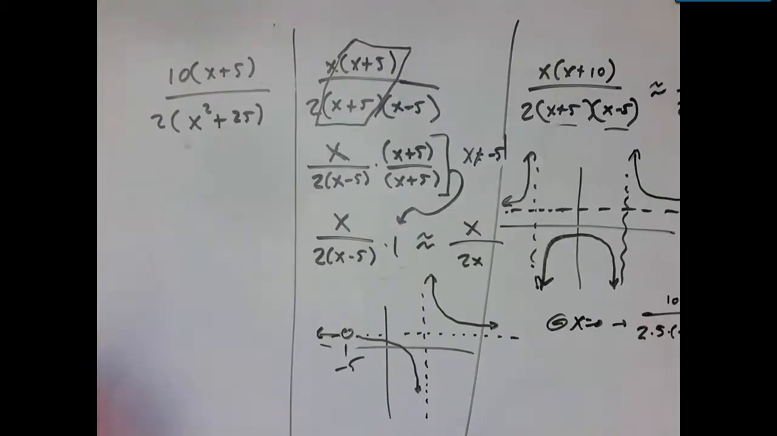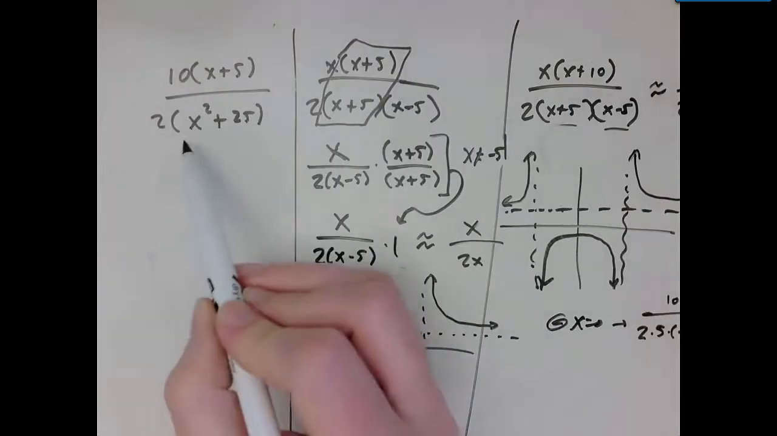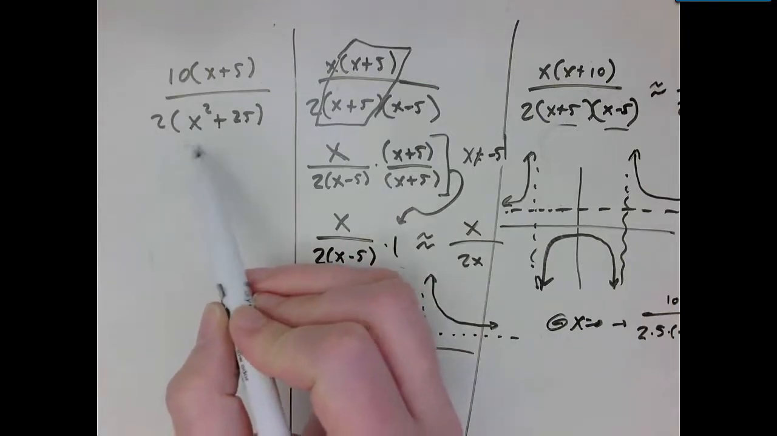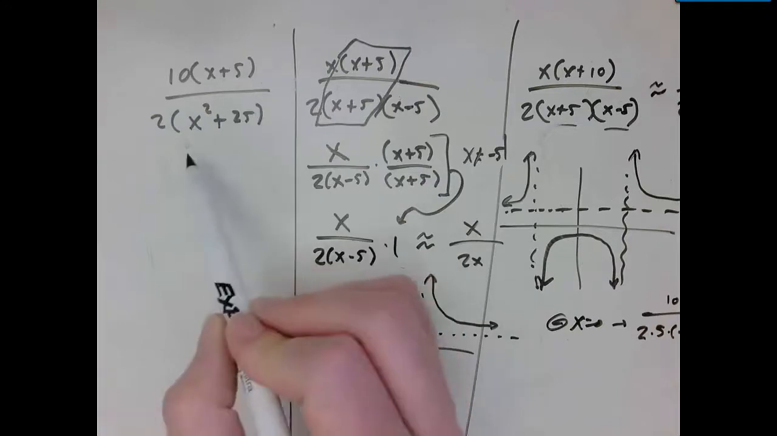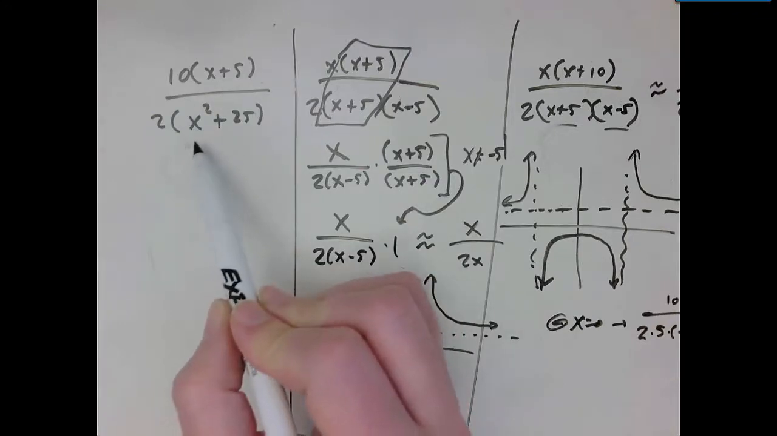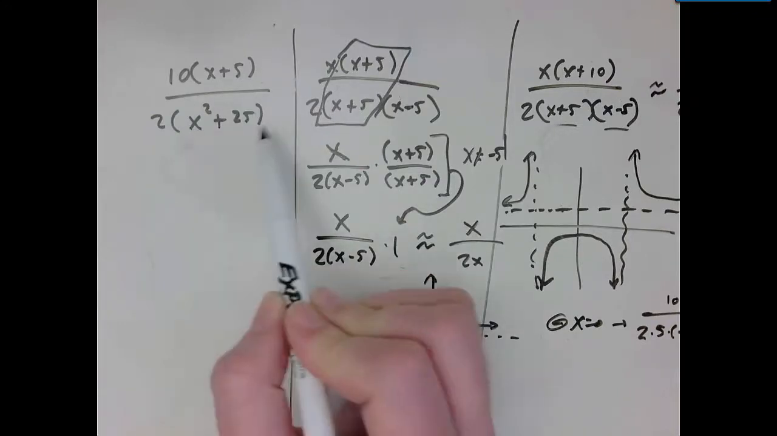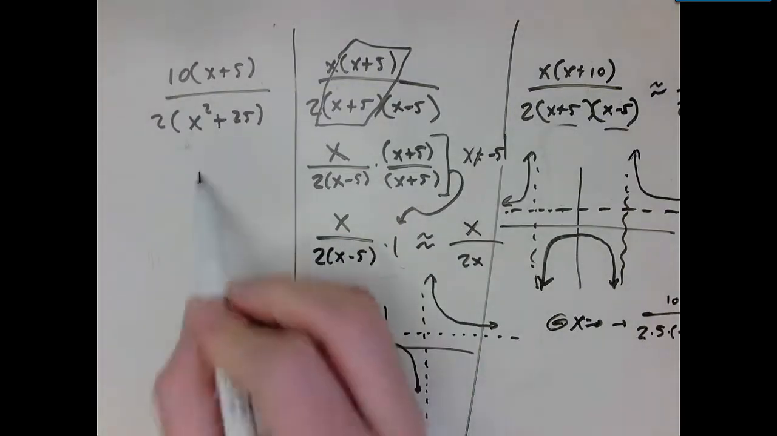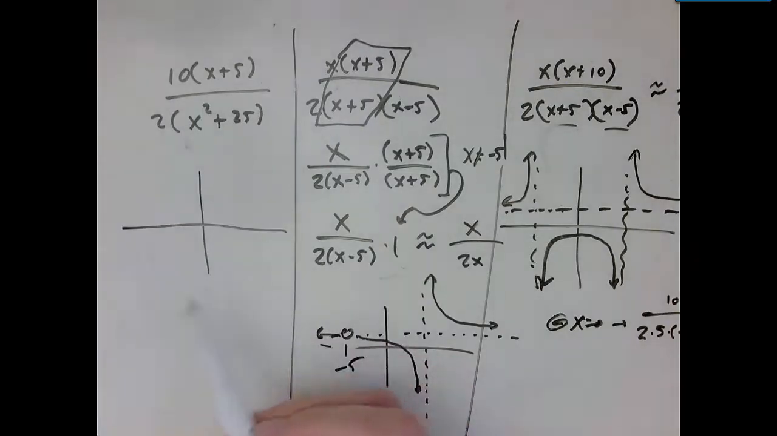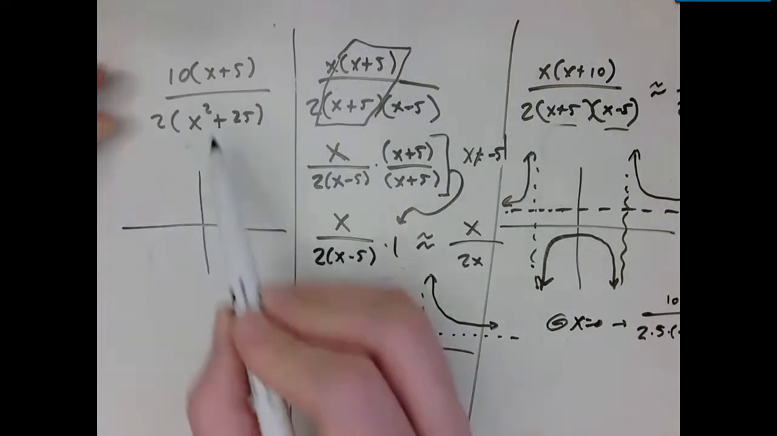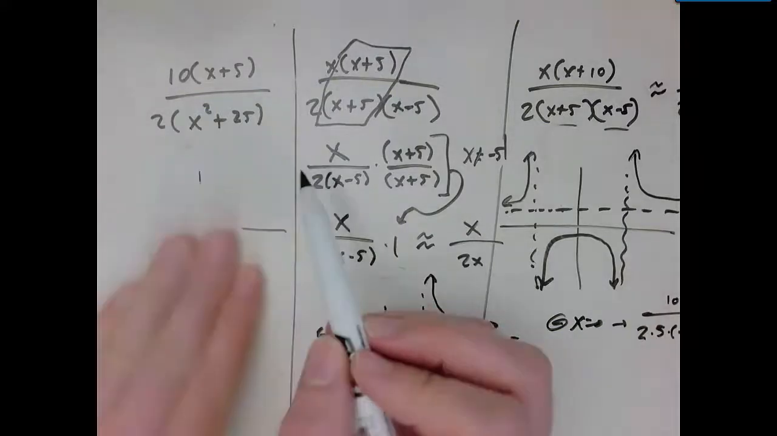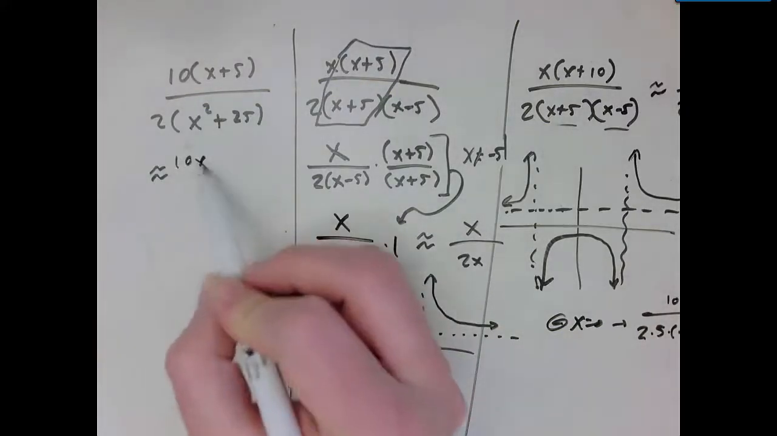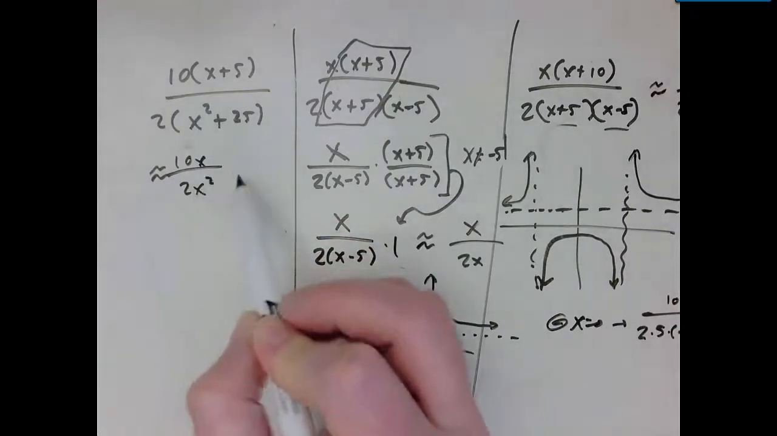All right, so what about this one? In this one, as I said, the denominator doesn't factor over the reals. So that means not only does nothing cancel here, but there also are no x values that would make the denominator 0. So that also means no vertical asymptotes. But let's think about end behavior. If I was going to make x very large, this function is approximately equal to 10x divided by 2x squared.